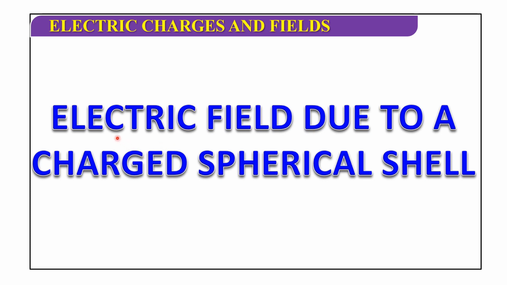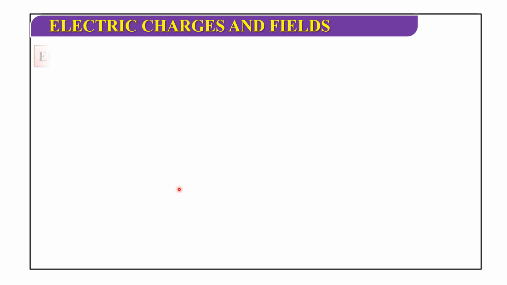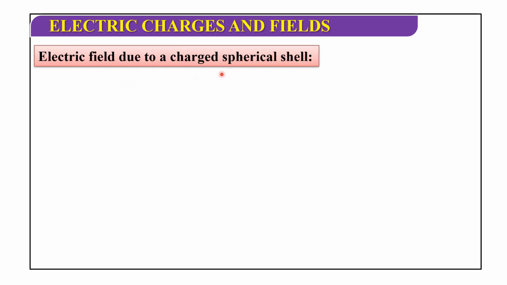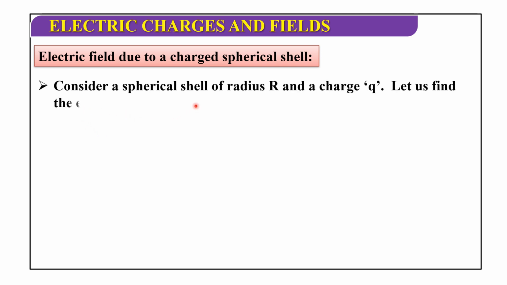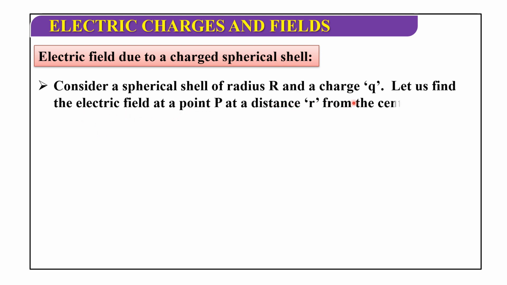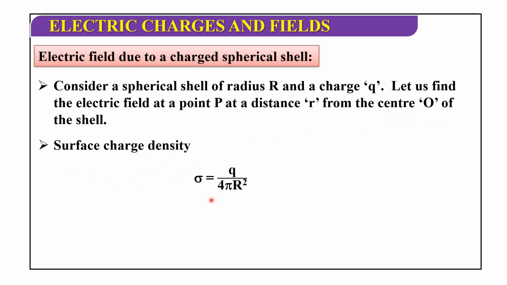Now we will discuss electric field due to a charged spherical shell. First one, consider a spherical shell of radius R and a charge q. Let us find the electric field at a point P at a distance r from the center O of the shell. So, surface charge density sigma is equal to q by 4 pi R square. So, from this q is equal to 4 pi R square into sigma.